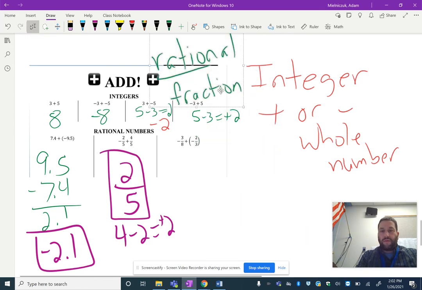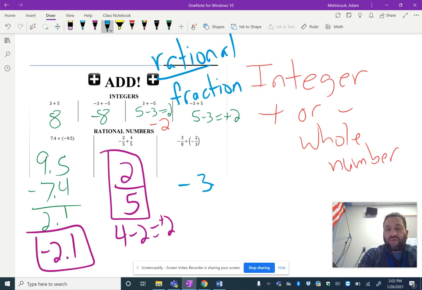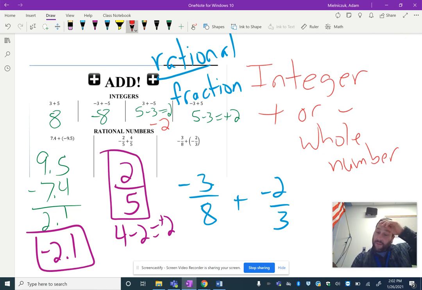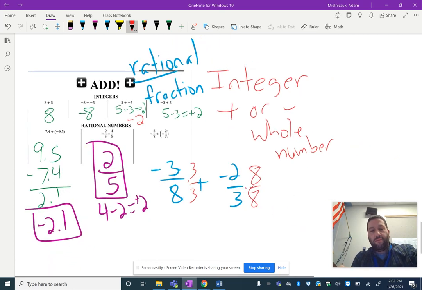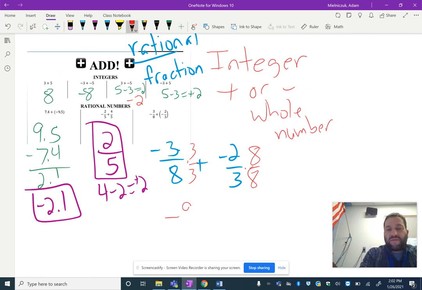Okay. For the last one, we have -3/8 plus -2/3. First thing we have to do is find a common denominator. So I'm going to multiply the one on the left by 3/3 and the one on the right by 8/8 so that I can rewrite it as -9/24 plus -16/24. Now they have the same denominator.